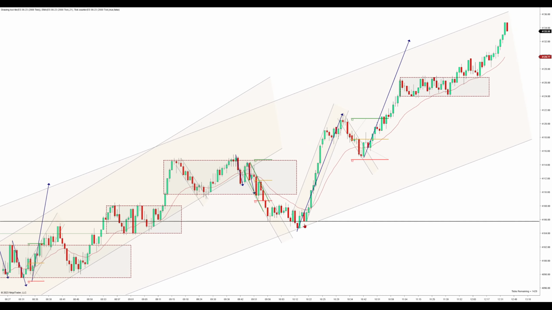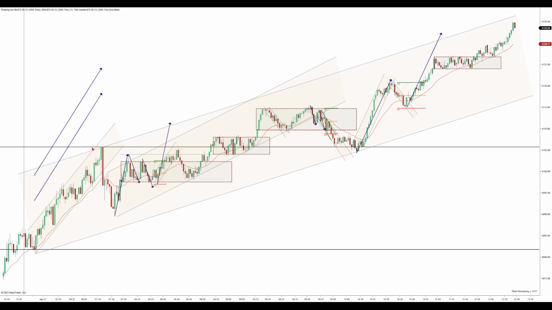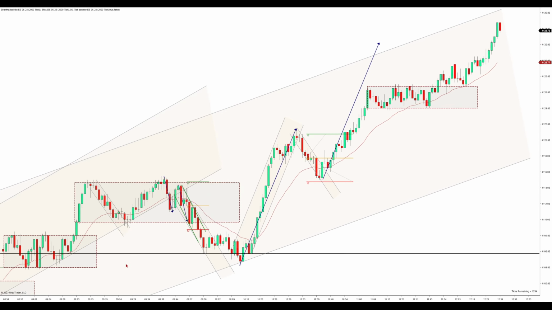I'm trading the ES futures on a 2000 tick chart with a 21 EMA. So I've got the overnight highs up here, overnight lows down here. Those are our key levels for the day.